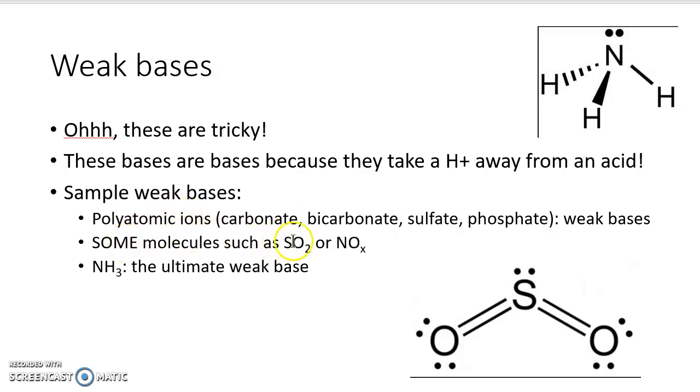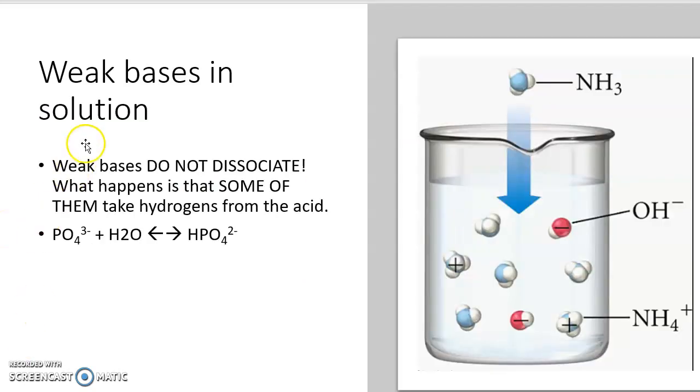Some molecules, such as SO2, that's right there, have lone pairs, those electrons, that can take the hydrogen away. Or NOx. NOx just means it could be nitrogen dioxide, nitrogen trioxide. Those are also weak bases. NH3 is the ultimate weak base because it's used a lot in a lot of examples. And you can see that lone pair right there on the end that can take the hydrogen. And how you would see these weak bases in solution, you would see that double arrow show up again.